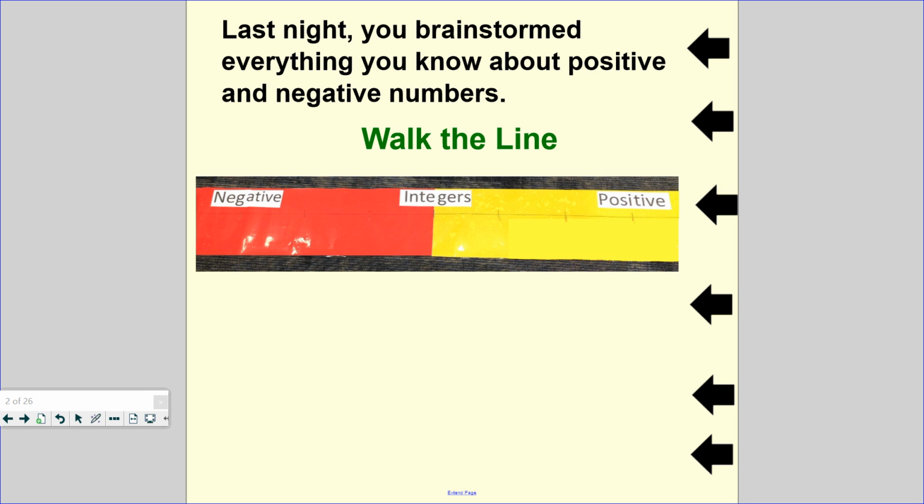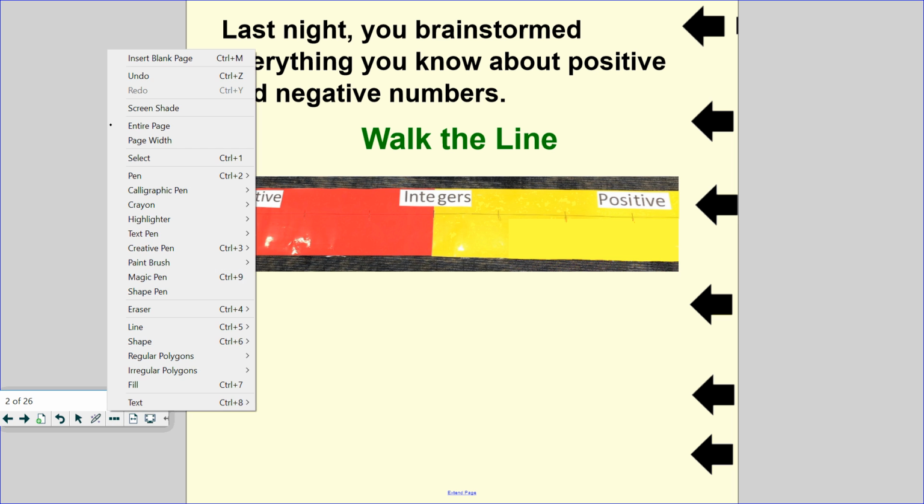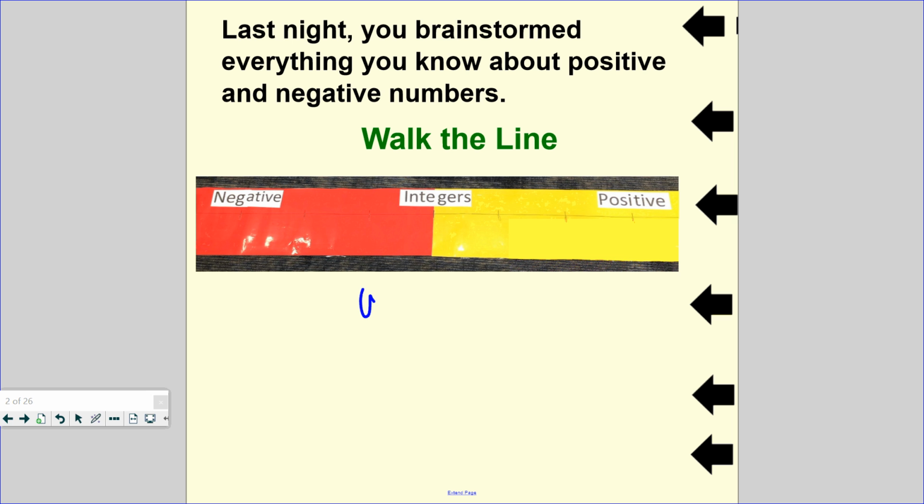First of all, I would like you to fill in the blank integers. We're going to fill in the blank integers right here. So we have 0. We have 1, 2, 3. We have -1, -2, -3, -4, -5, and let's do 4 and 5 right here. So those are examples.